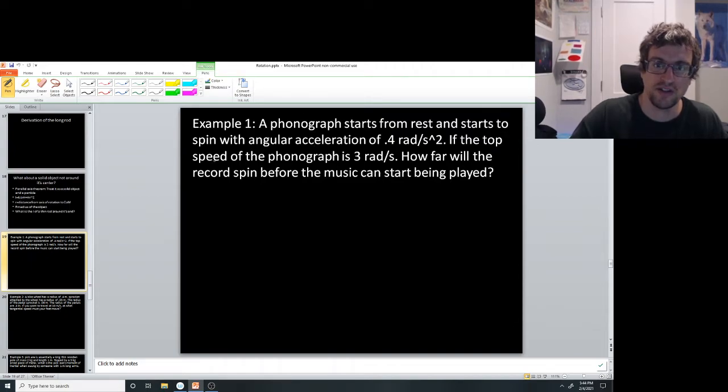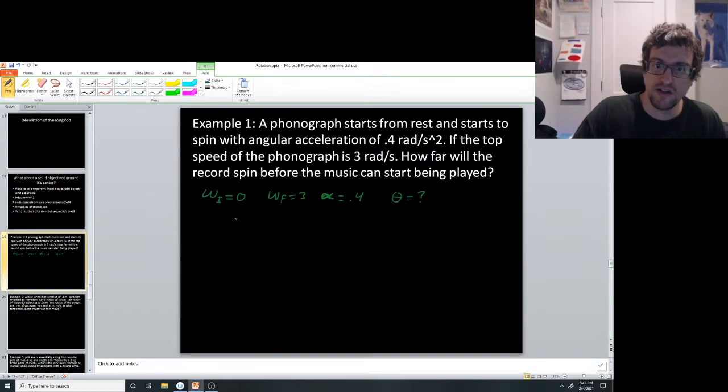Phonograph starts from rest, with a smooth angular acceleration of 0.4 radians per second squared. Top speed is 3 radians per second. How far will the record spin before the music can start being played? Okay, so this is just a classic kinematics problem. I've got initial angular velocity of 0, it's at rest. Final angular velocity of 3. And my angular acceleration, alpha, of 0.4. And I'm looking for displacement, which is theta.